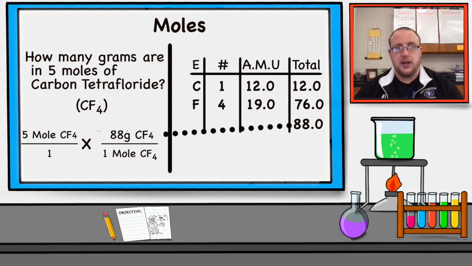Now we just multiply and divide. Our top is 5 times 88, we get 440. Our bottom is 1 times 1, so we get 1. So our relationship is 440 over 1, or we can just say that is 440 grams of CF4.